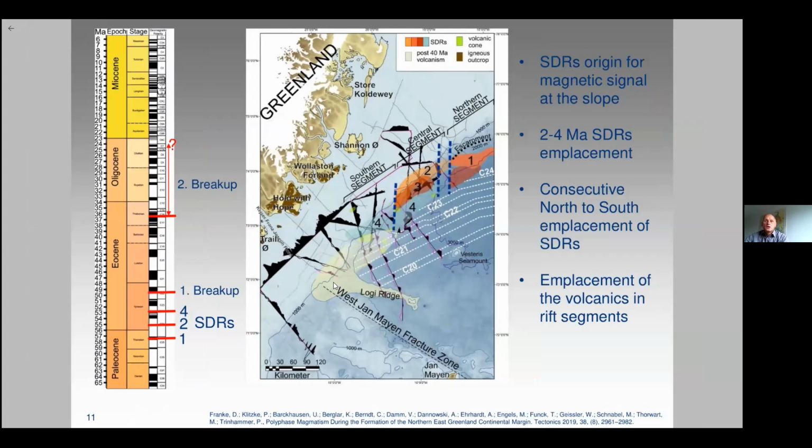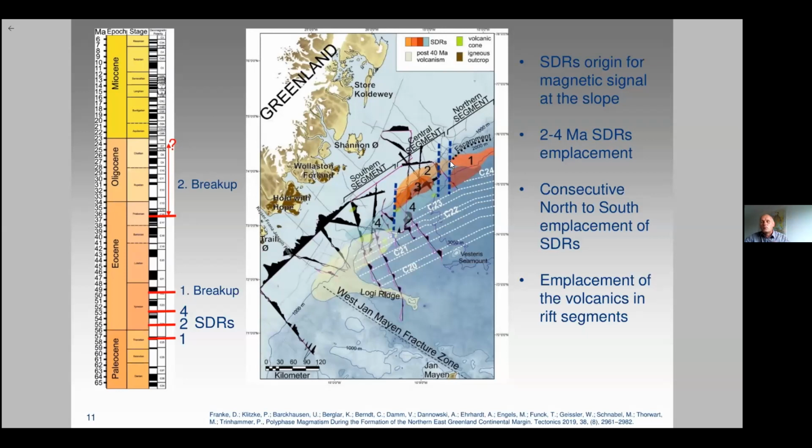So what we found is first the SDRs are the origin for the magnetic signal at the slope. And that means that there's likely continental crust beneath the inner SDRs, as has been proven by drilling on the conjugate margin. That means the oceanic crust terminates somewhere out here. We identify a 2 to 4 million years time frame for the emplacement of these SDRs. And that took place in several segments of the margin.